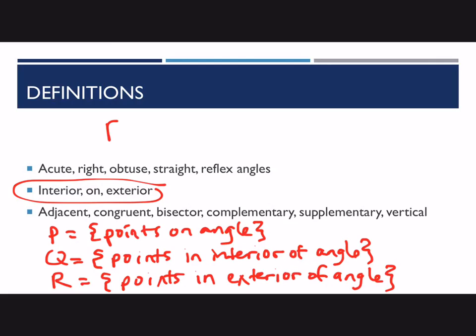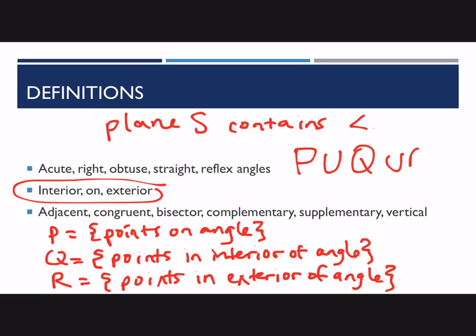And let's say that plane S contains this angle that we're talking about, right? So then P, Q, and R, these three different sets, they describe that plane S if you take all three of those sets together. All right, so we would say that the union of P and Q and R is the same as that plane S. All right, so it's just all of the points in that plane fall into one of those three different sets, P, Q, or R.